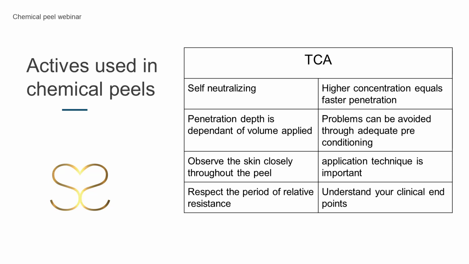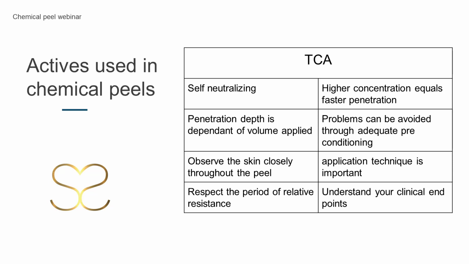The volume applied will determine the depth of penetration. This means that you can get the same depth of penetration with a lower concentration acid if you apply more layers than with a higher concentration. One of the most frequently experienced problems occurring with TCA is that the penetration goes deeper than intended.